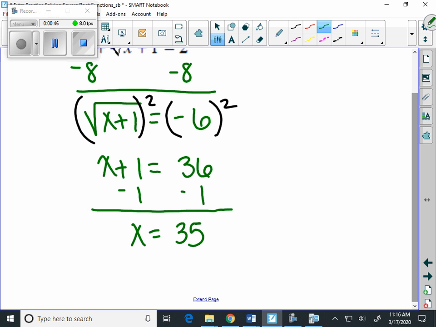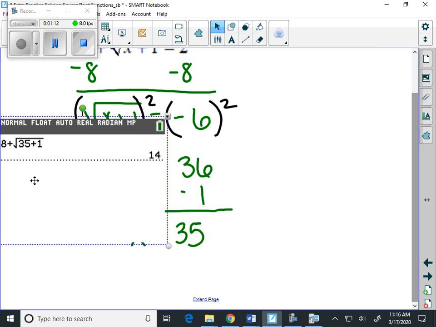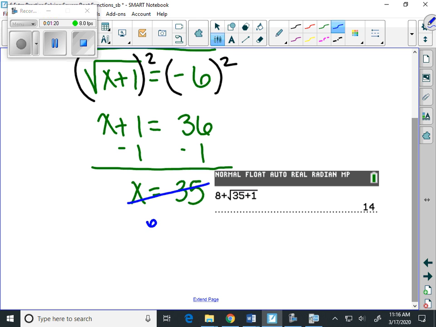Well, now that we know that x equals 35, we need to go back into our original equation. And we're going to type it in. It says 8 plus the square root of 35 plus 1. Just checking here. And we want it to equal 2. But it equals 14. We don't want our equation to equal 14. And because it does equal 14, this is another situation where we have an extraneous solution. When we go back and check, the answer does not work.